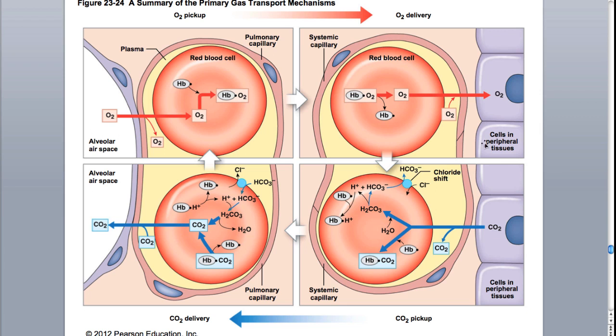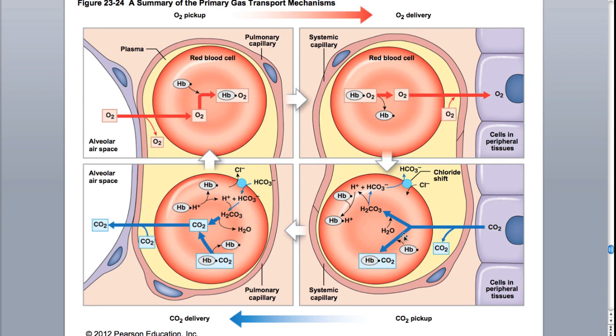Then when we get to the tissues, what are we doing at the tissues over here? We're dumping the oxygen off. Cells need it, so they're sucking it up like a sponge. O2 goes there. Okay, then we are doing what? Picking up the carbon dioxide.